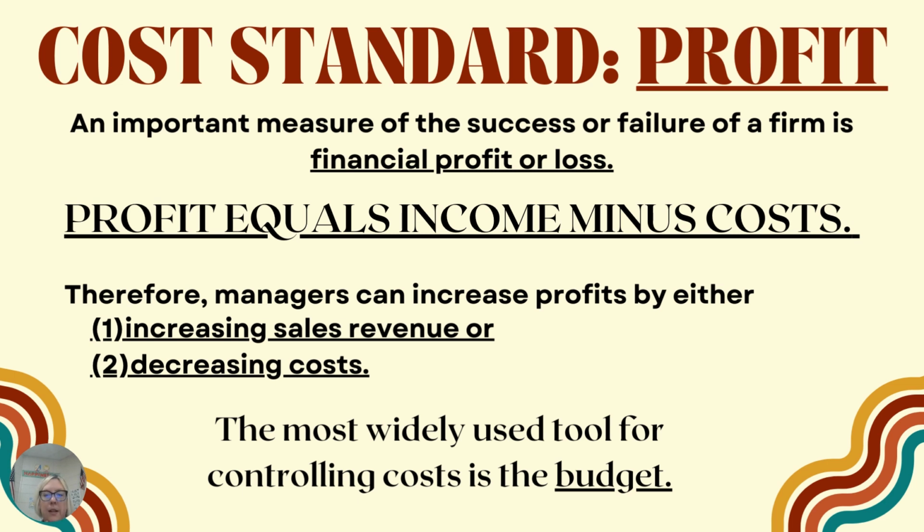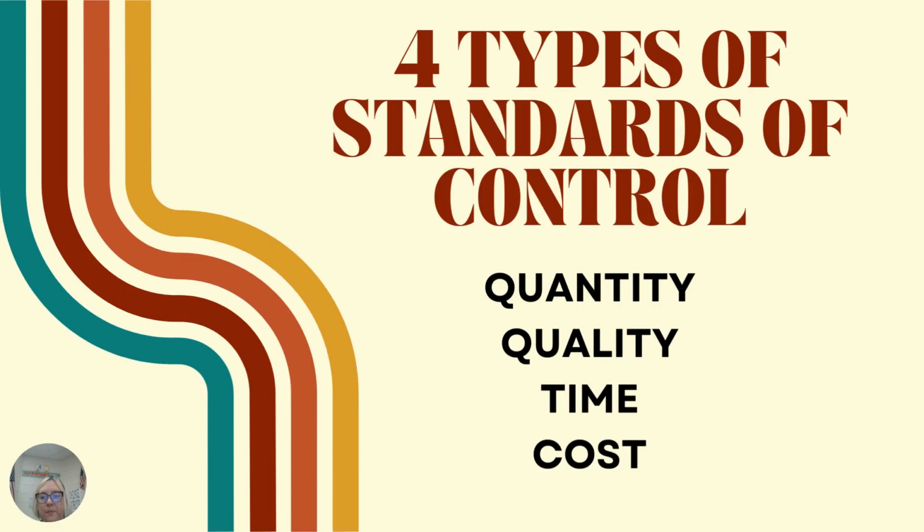So again, let's review. We have the 4 types of standards of control, control being the final function in the 4 functions of management. And if you remember, planning, organizing, staffing, leading, and now we're in the controlling phase. So you have to have your quantity standard.